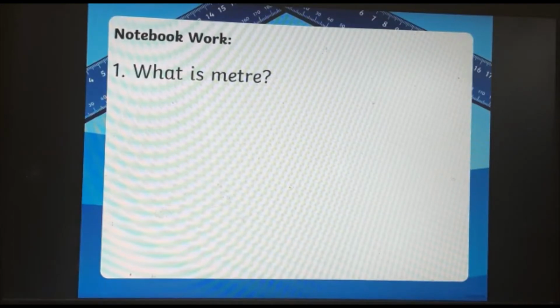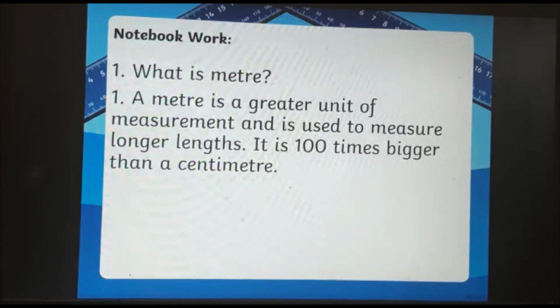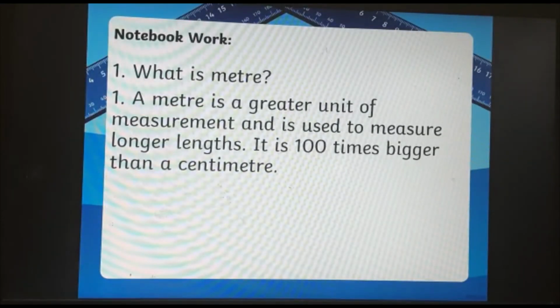Now, what is this word meter? What do you mean by this word meter? A meter is a greater unit of measurement and is used to measure longer lengths. It is 100 times bigger than a centimeter.